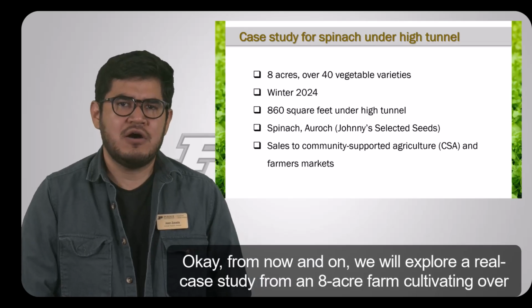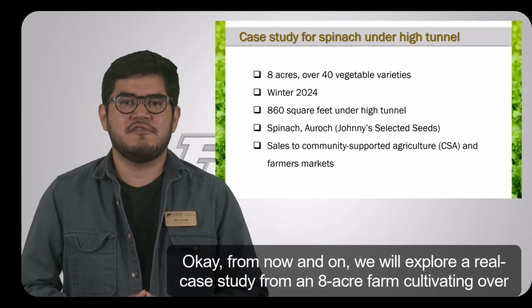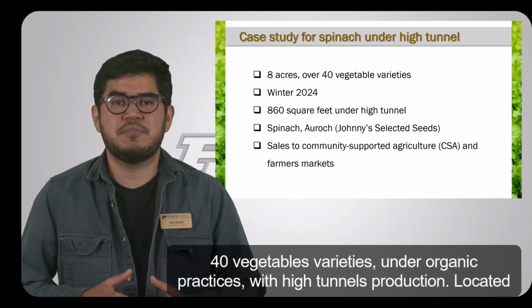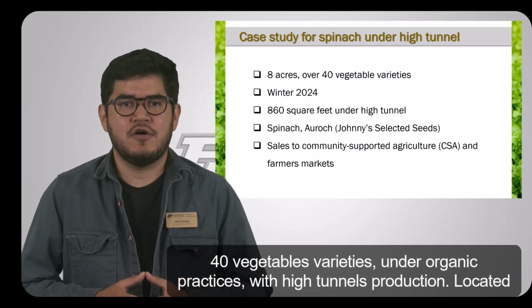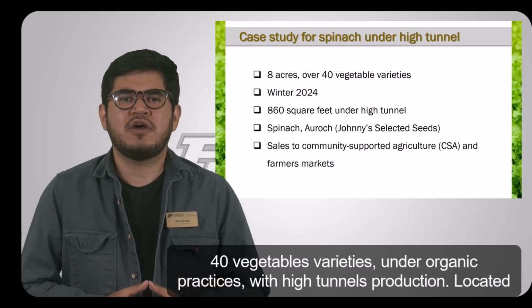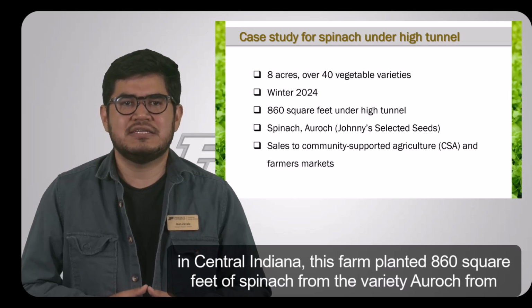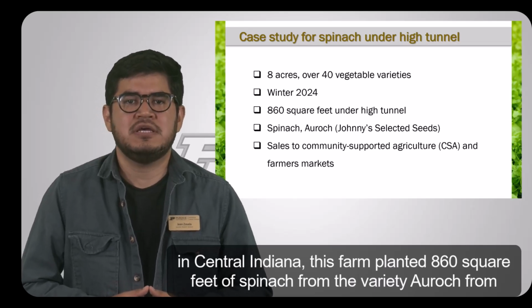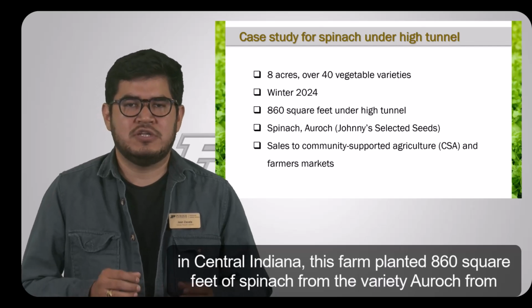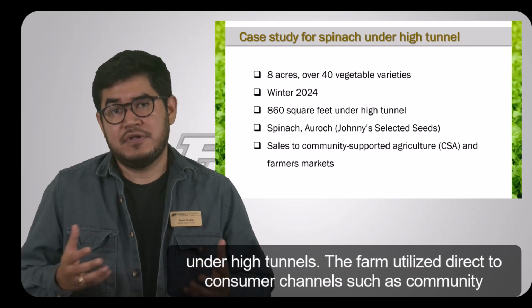Okay, from now on, we will explore a real case study from an 8-acre farm cultivating over 40 vegetable varieties under organic practices with high tunnel production. Located in central Indiana, this farm planted 860 square feet of spinach, of the variety Auroch from Johnny's Selected Seeds, in the winter of 2024 under high tunnels.